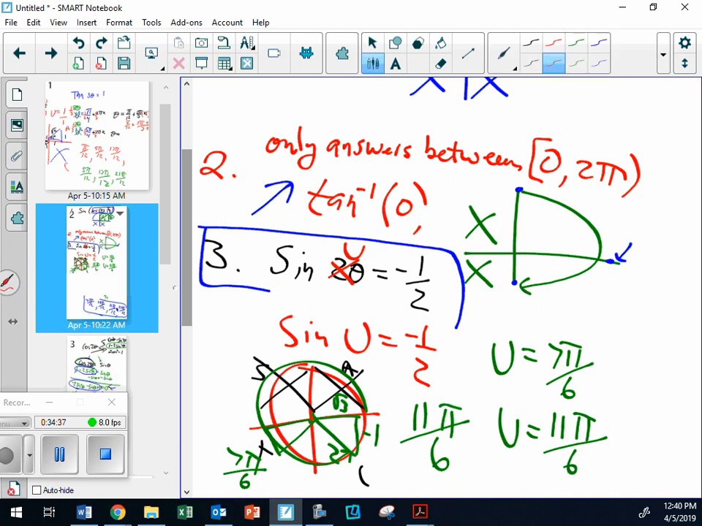But then I have to remember that u really isn't what I have. I have 2 theta. So it's 2 theta and 2 theta. And then I'm going to go plus 2 pi k plus 2 pi k. You guys need to stay quiet because I'm recording right now. All right.